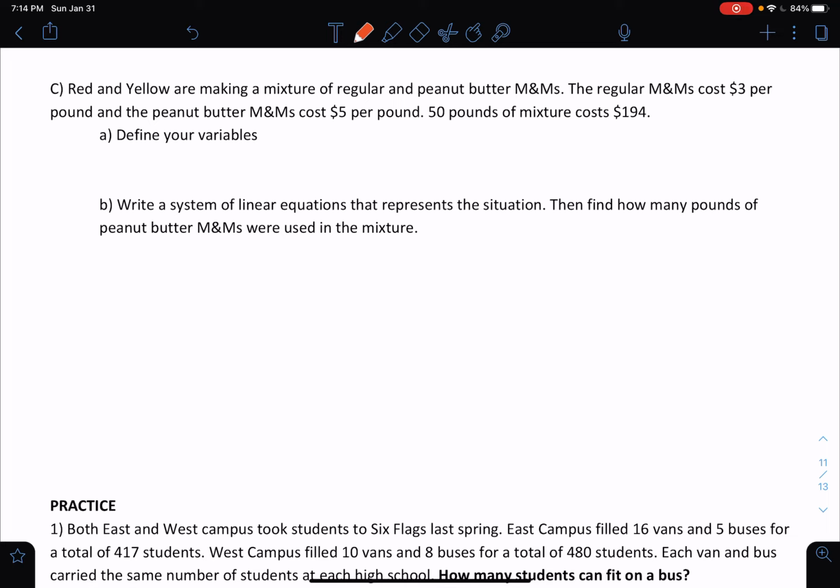All right, so first off, we always want to start with, what are our variables? So we've got regular M&Ms and we've got peanut butter M&Ms. So I'm going to say R represents the number of pounds of regular M&Ms in the mixture.